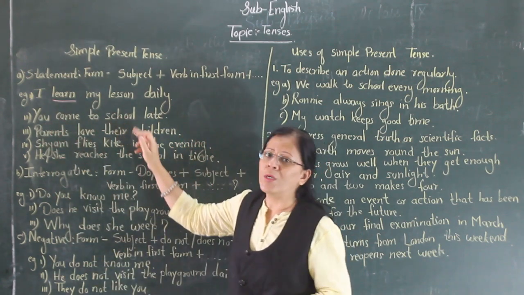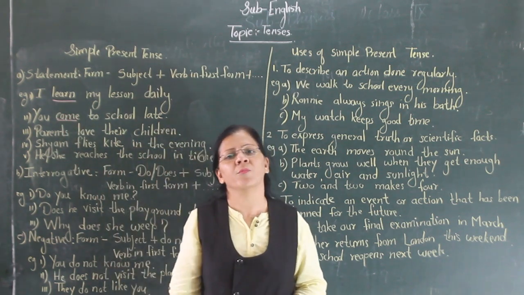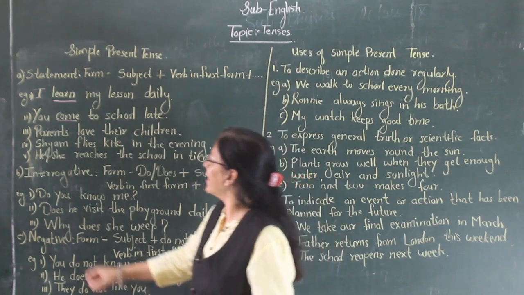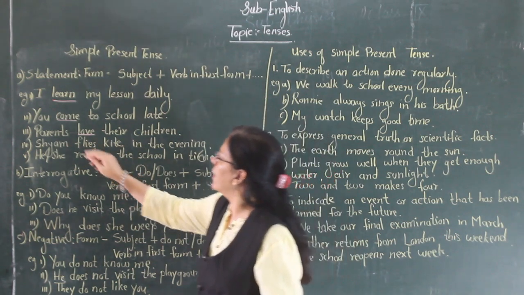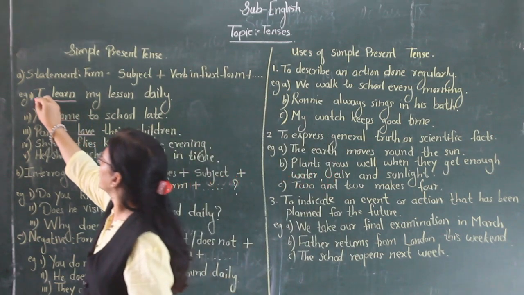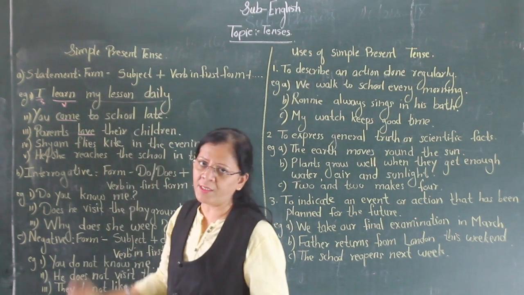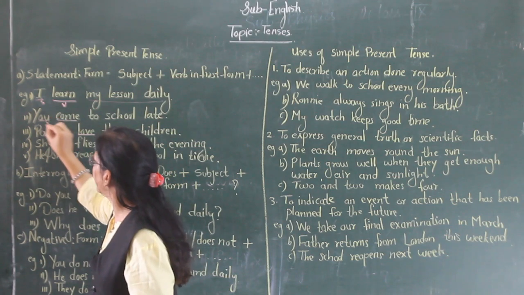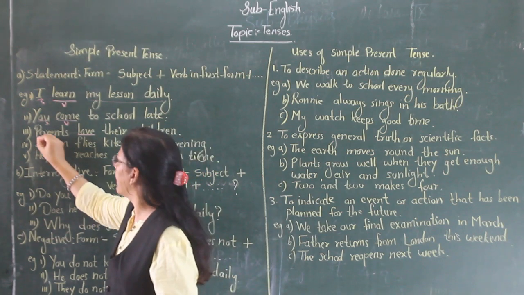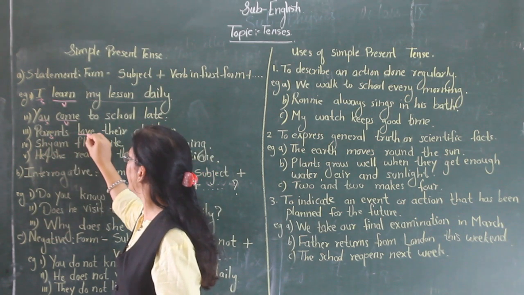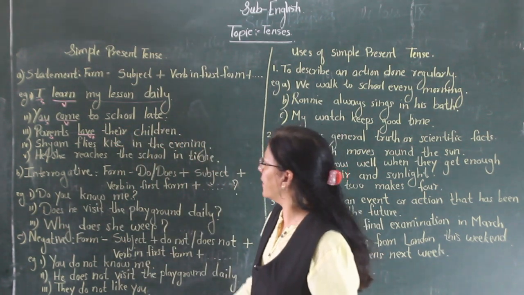You come to school late. Next, parents love their children. So see the form. This is the subject, this is the verb and this is the remaining part of the sentence. So you is the subject, come is the verb in first form and this is the remaining part of the sentence. Parents is the subject, love is the verb in first form and their children is the remaining part of the sentence.